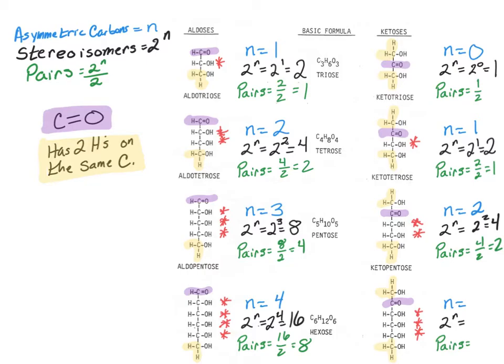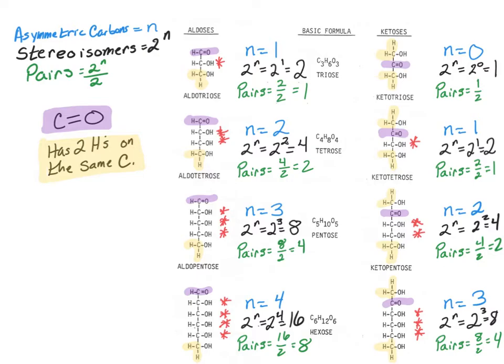So in this case, n is equal to 3 because we have 3 asymmetric carbons. The number of stereoisomers is 2 to the power of 3, which is 2 times 2 times 2, which is 8. So there are 8 possible stereoisomers. How many pairs are there? It's going to be 8 divided by 2, which gives us 4. Hopefully while you were doing this, you found an easy pattern to find out how many asymmetric carbons there are.